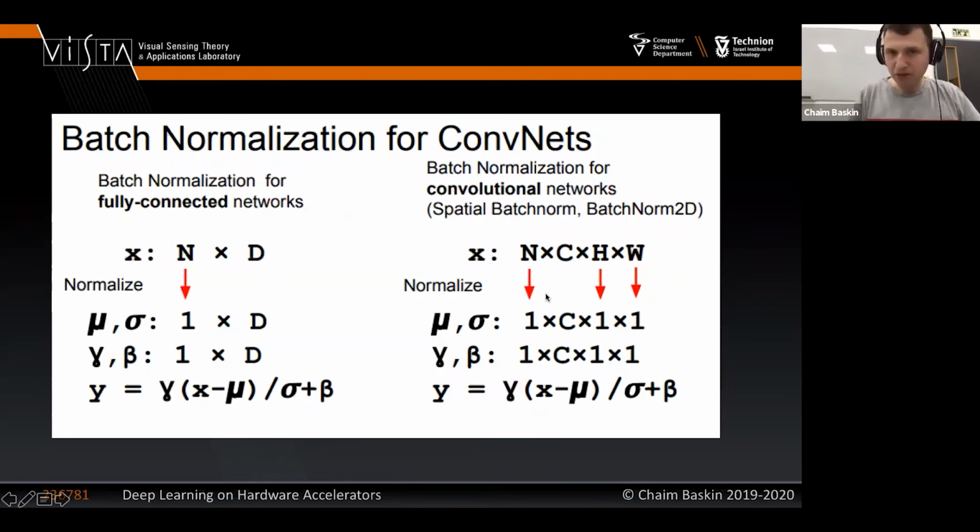For the convolutional layers, we have N input features, C channels, and H by W is the size of the feature map. So we want to have mu and sigma per channel. Each of our channels will have a different mu and sigma and a different gamma and beta. Okay? Clear, guys?